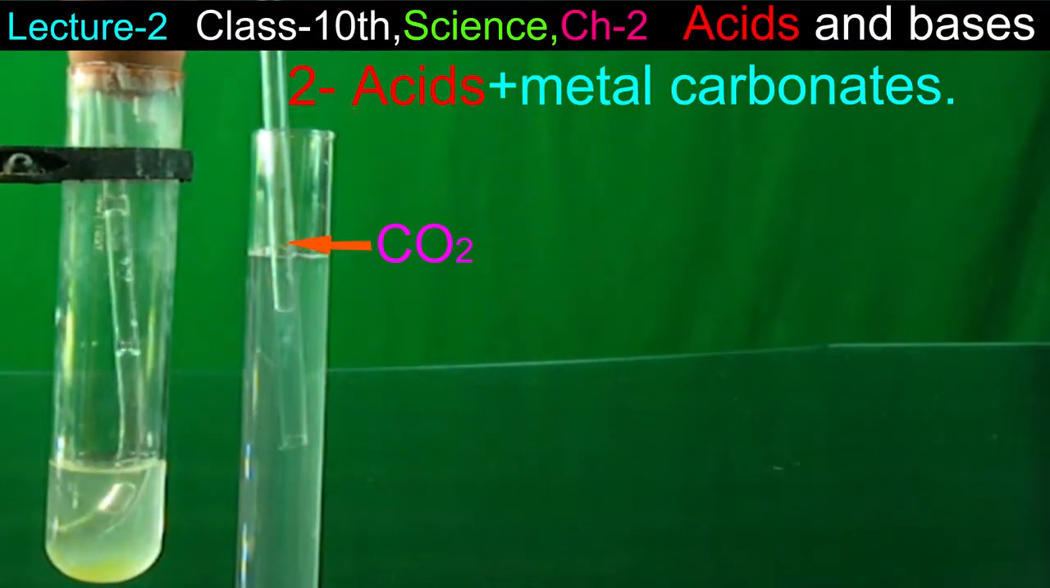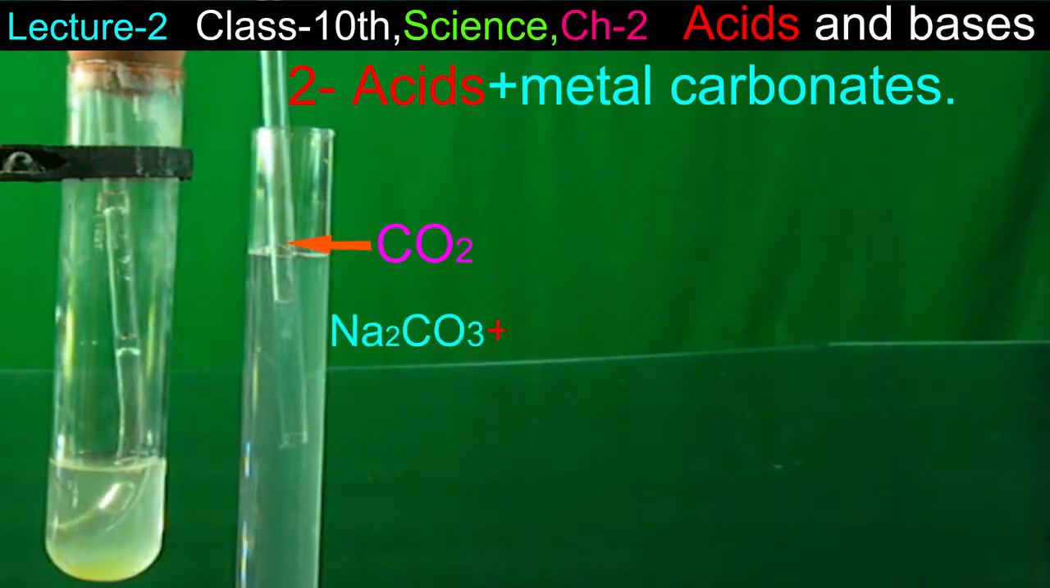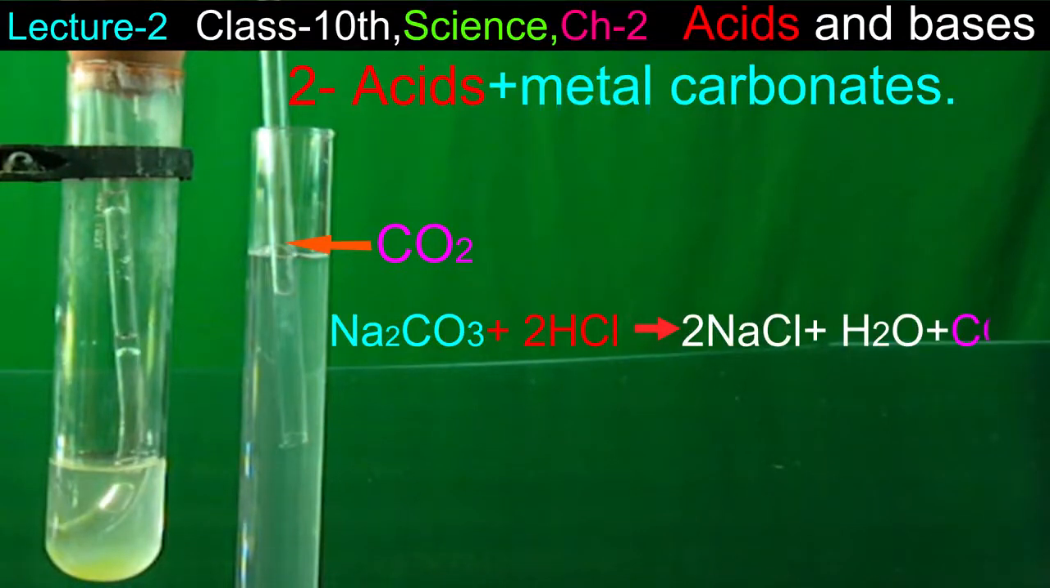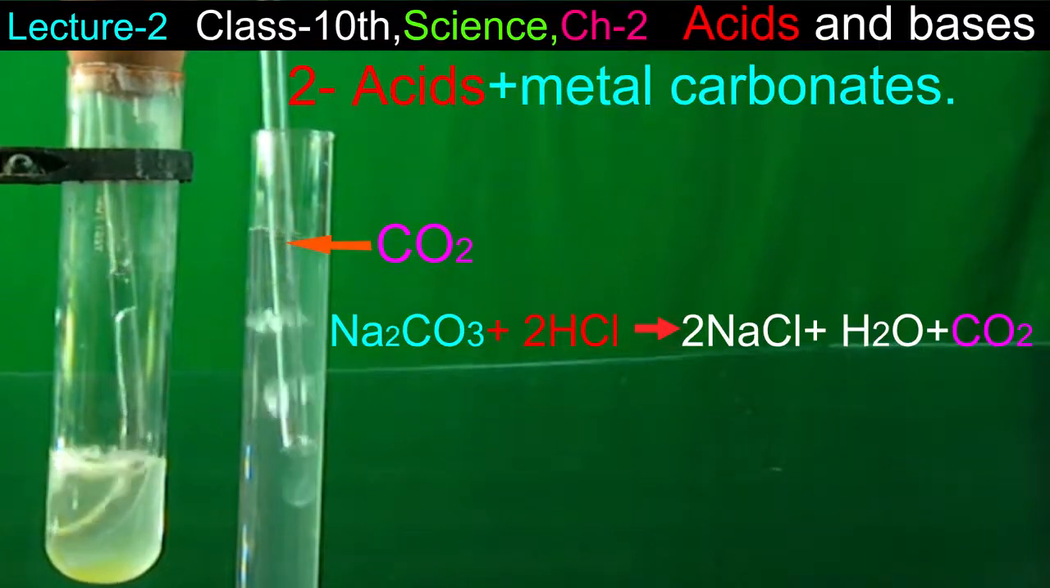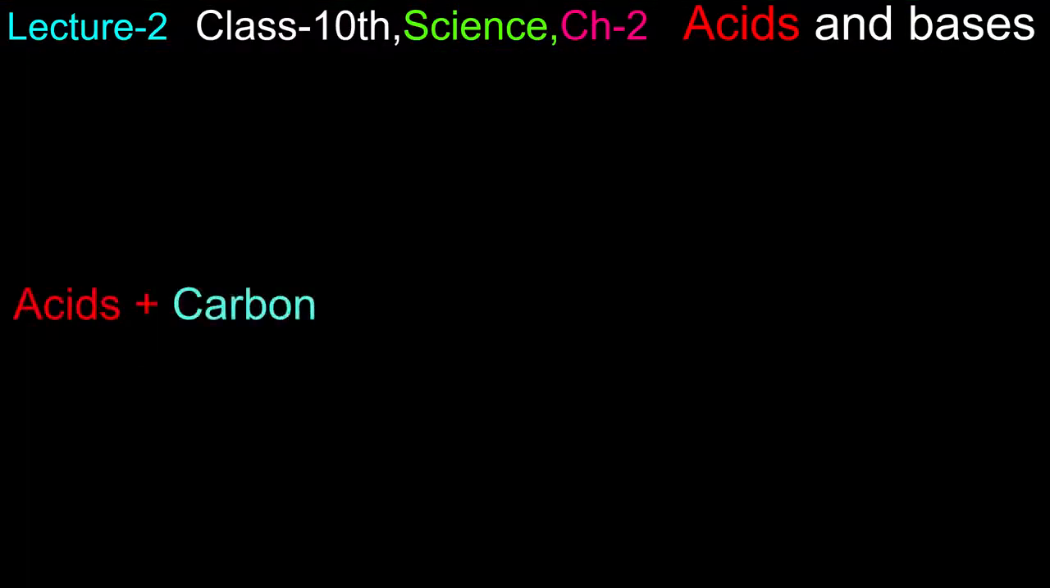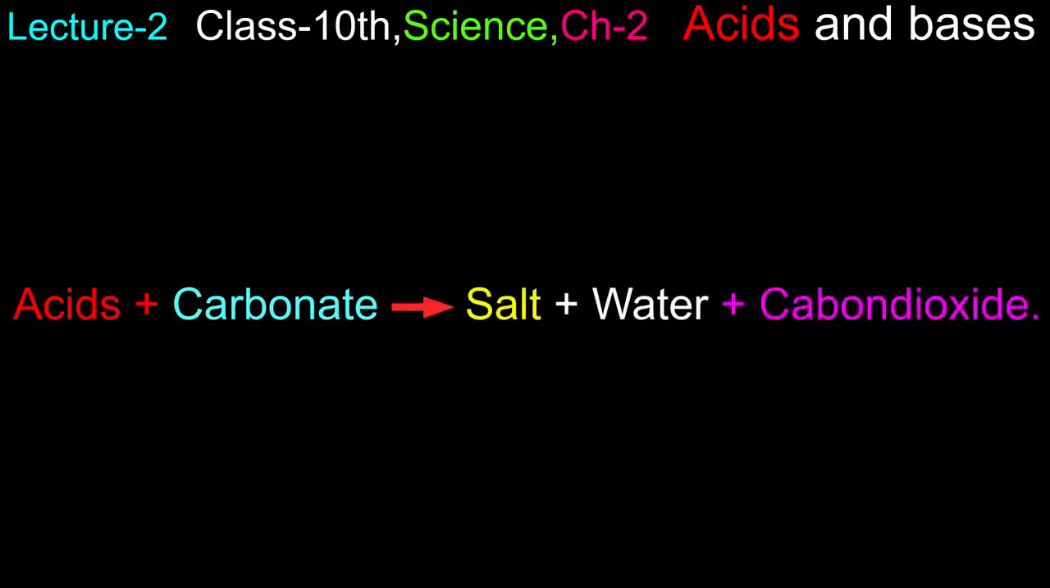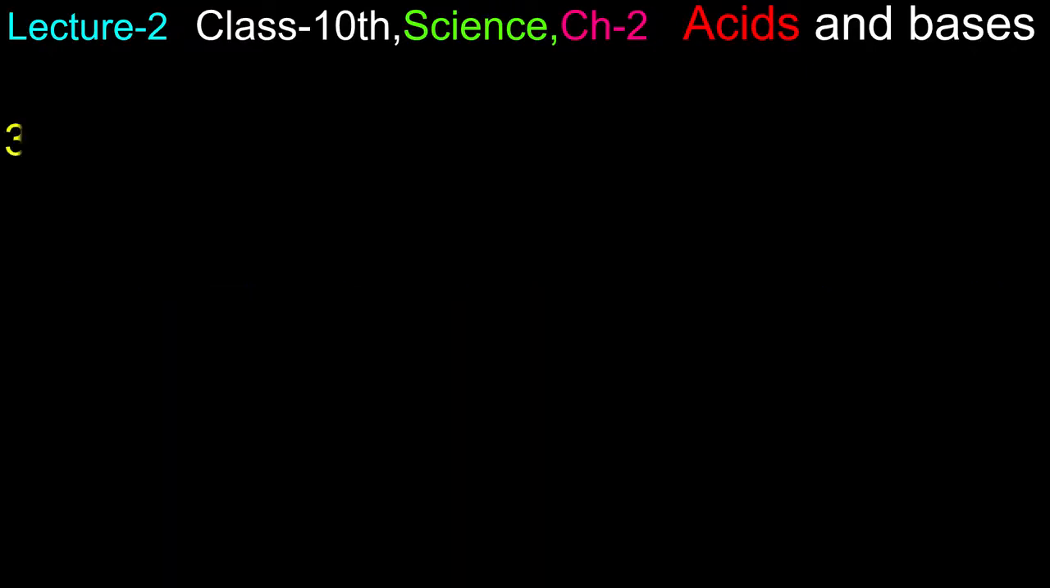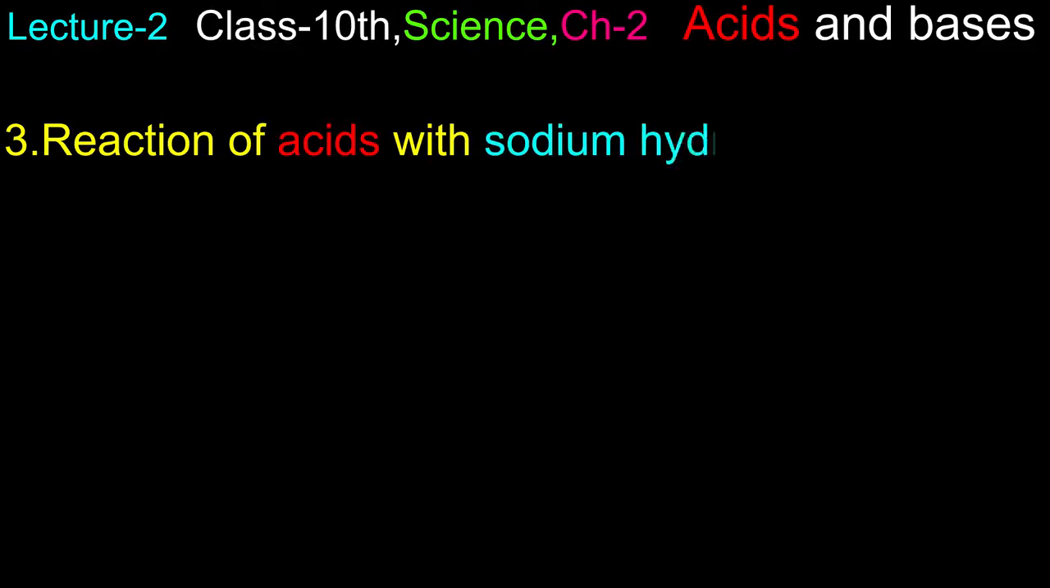The reaction can be written as Na2CO3 plus HCl give 2NaCl plus H2O plus CO2. We can conclude that acids react with carbonates to form salt, water and carbon dioxide. In next activity number 3, I perform the activity of acids with sodium hydrogen carbonate.